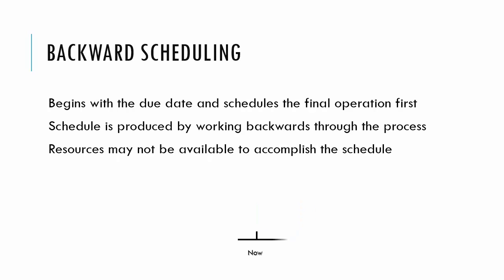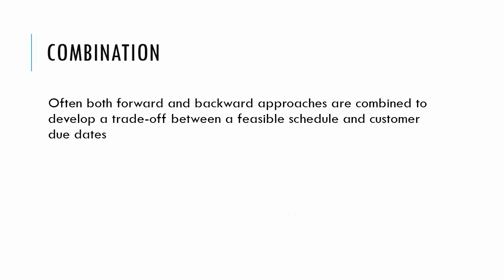On the other end, we have backward scheduling, which begins with a due date and then schedules the final operation first and then works backwards through the process, saying when it should hit each particular workstation or machine. The resources may not be available to accomplish the schedule, so it might say it needs to go through the painting department on a certain day, but the painting department might be occupied with some other job. So here we're trying to meet the due date, but we may not have all the resources to do so.